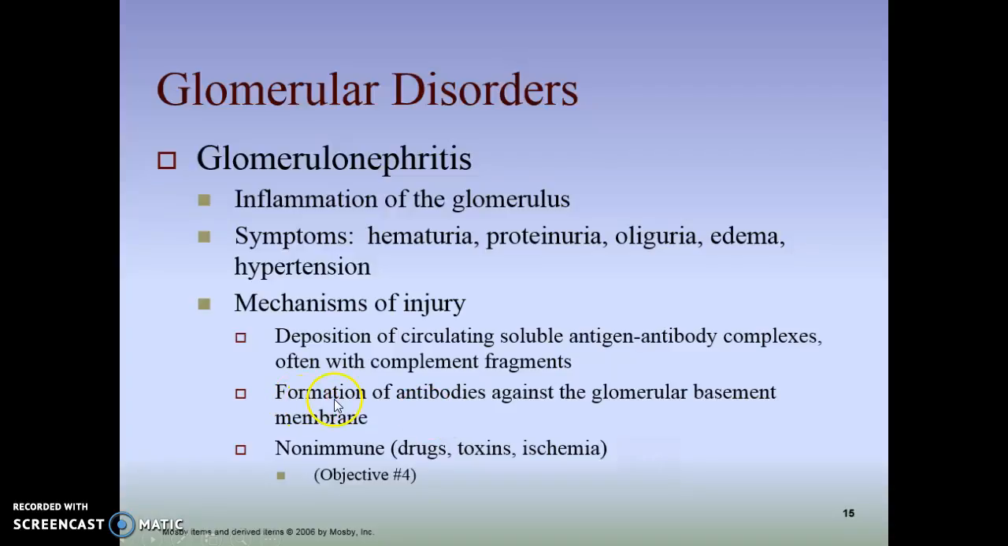You can also develop antibodies against the glomerular basement membrane. These would basically be autoantibodies. The antibodies come in and bind to that basement membrane, and it elicits the inflammatory response, sometimes with complement. So then you have inflammation. And then non-immune mechanisms, something outside of the immune system: there could be drugs, toxins, or ischemia that are going to induce the inflammatory response.